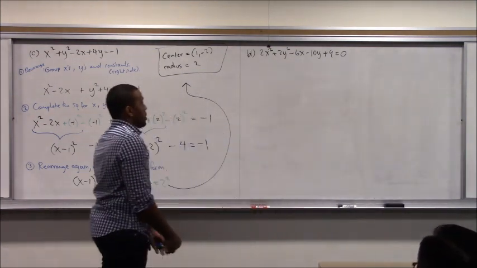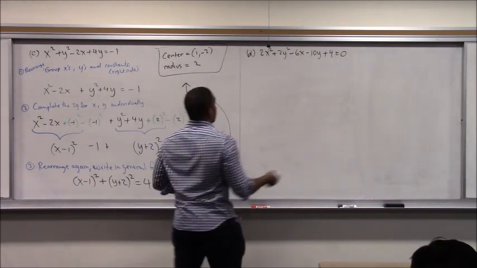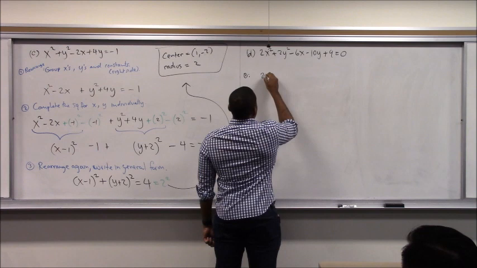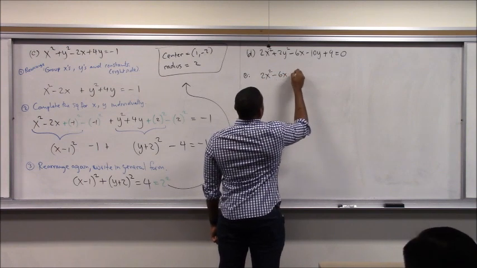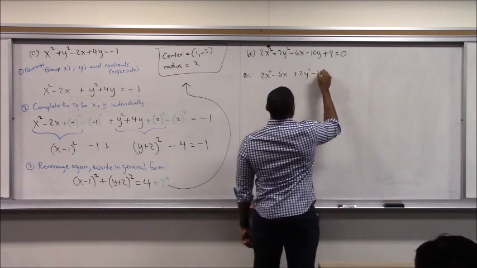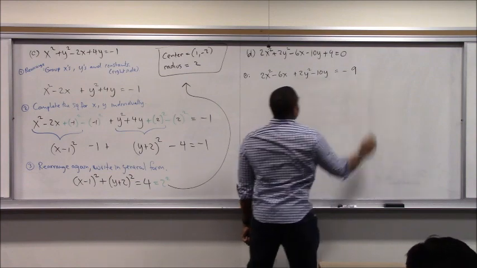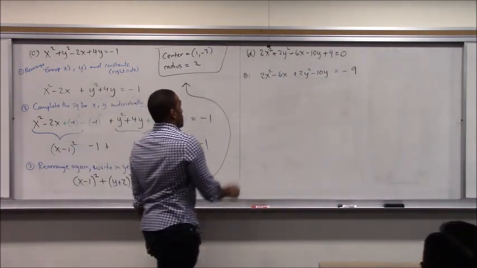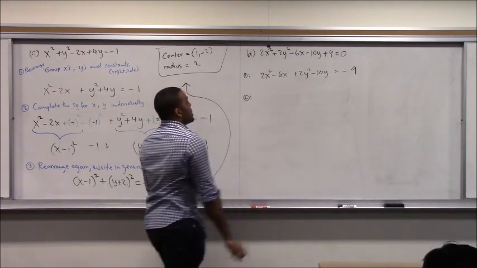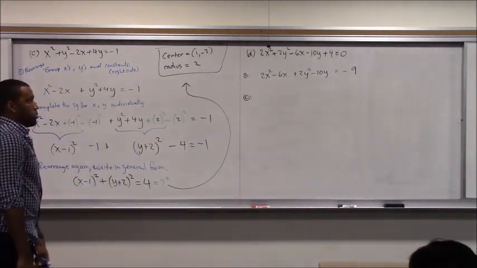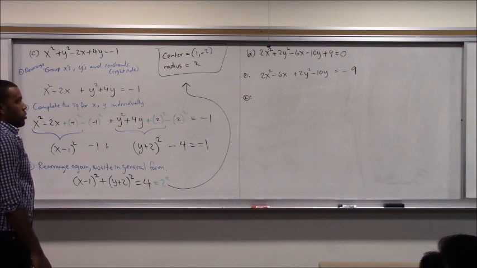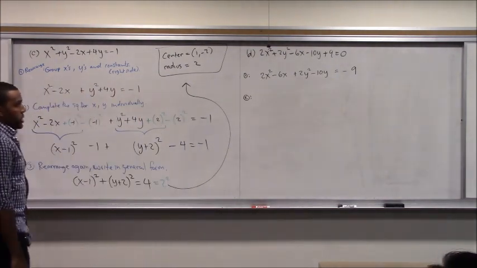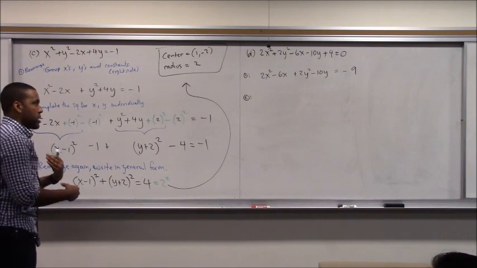What about this one? Well, we do the same thing. Step 1. Group the x's and y's. Move the other guy to the other side. Step 2, we need to complete the square. Now, completing the square, remember, works differently when the coefficient is not 1. When the coefficient is not 1, what you want to do is factor it out.